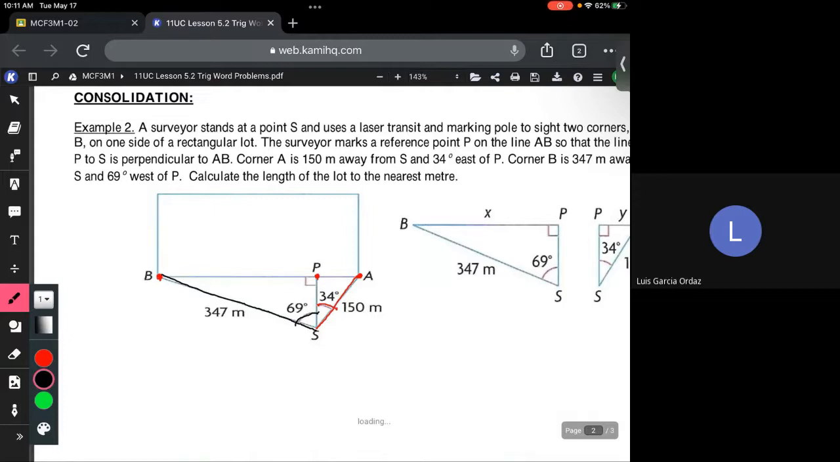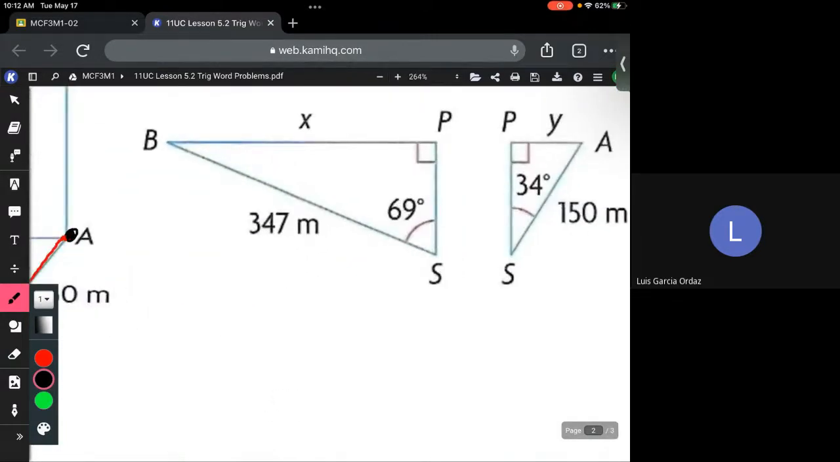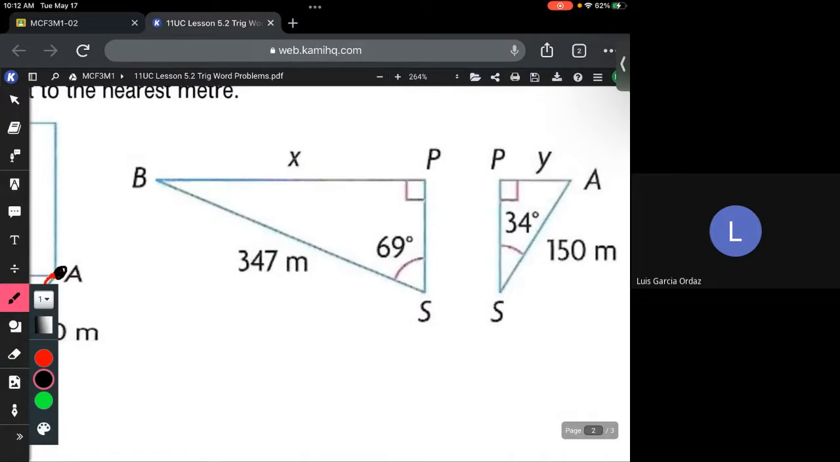So we know the length of the lot is from point B to point A. So how many right angle triangles do we have in this case? We have 2. As you can see over here, they already split it up into 2. So if my lot is from point A to point B, I basically have to add X and Y together to get the total length of the lot. But I have to find them separately first.